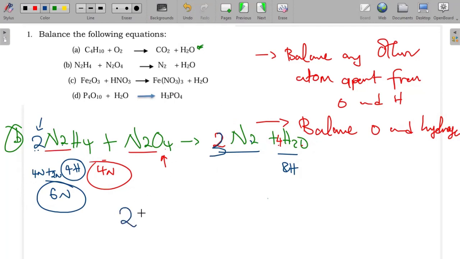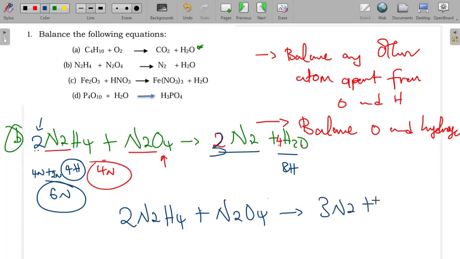So if I write it cleanly here, it will be like this. 3N2 plus 4H2O. Okay, so you have to put in some thought to get the correct balanced equation. So you can check here. So 4 nitrogens here plus 2, that will give me 6 nitrogen on the left. And then on the right, 3 multiplied by 2, that's also 6.